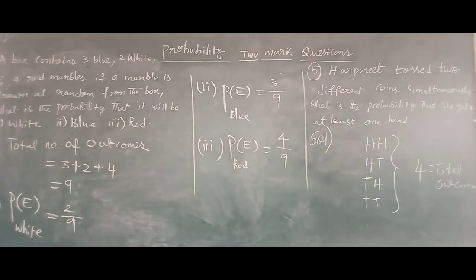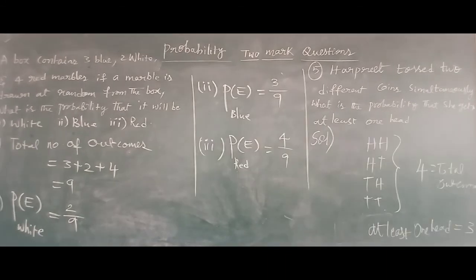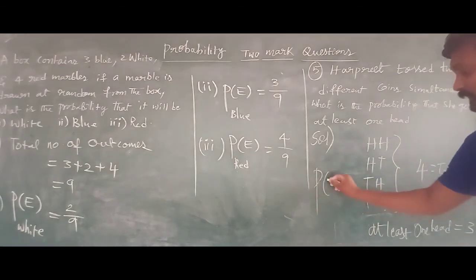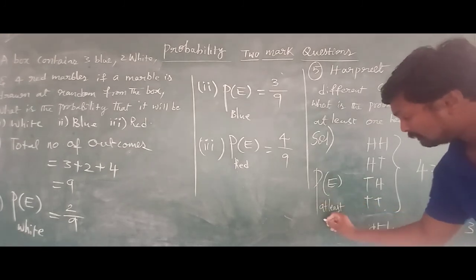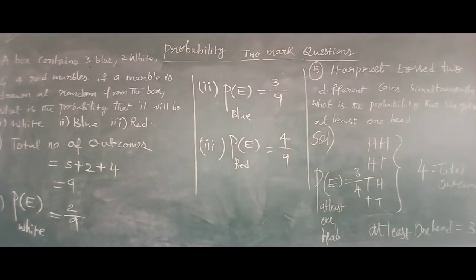Then here, at least one head is in 3 places: 1, 2, 3 places, at least one head is there. So now you can write: at least one head is equal to 3. So the probability of the event at least one head is equal to favorable outcomes 3, total outcomes 4. That is 3/4. This is about your probability of the event at least one head. So these are about your 5 problems.